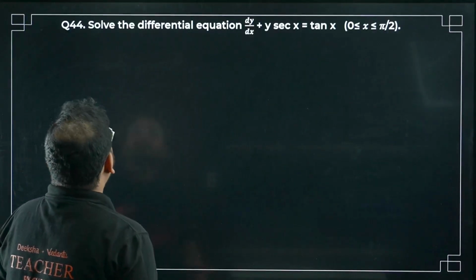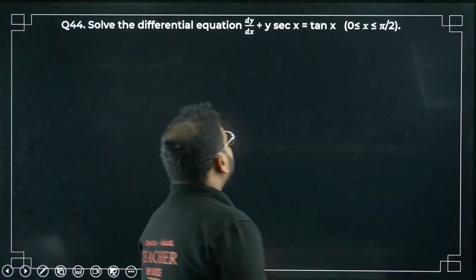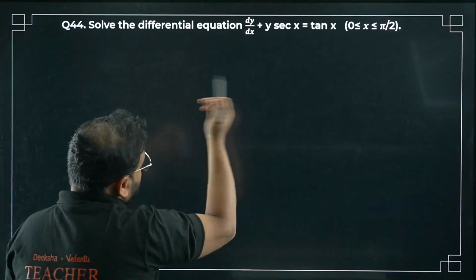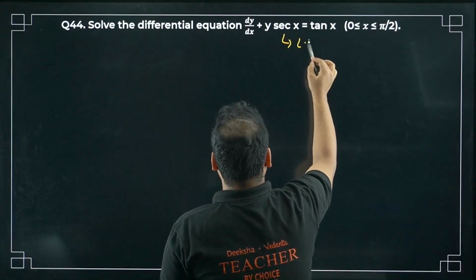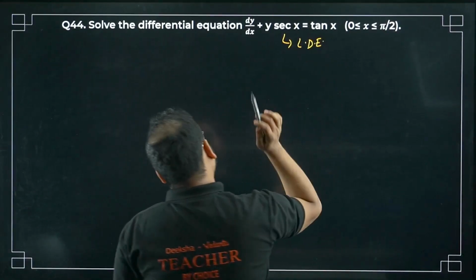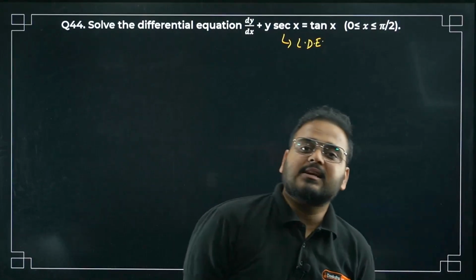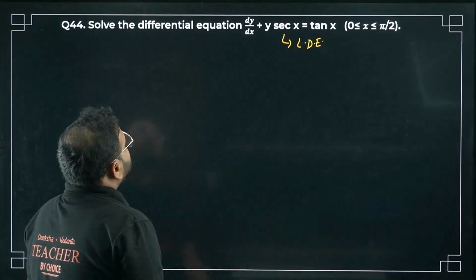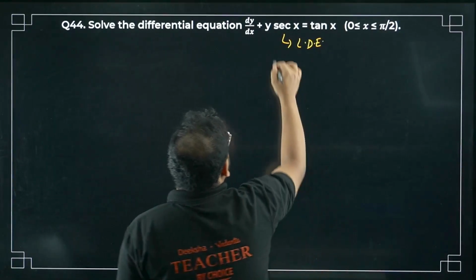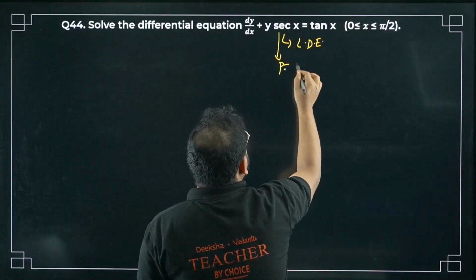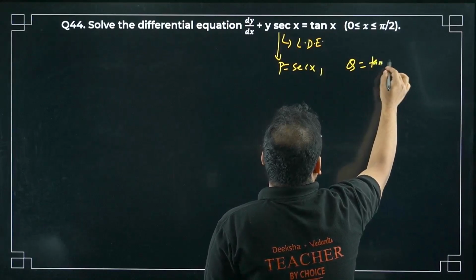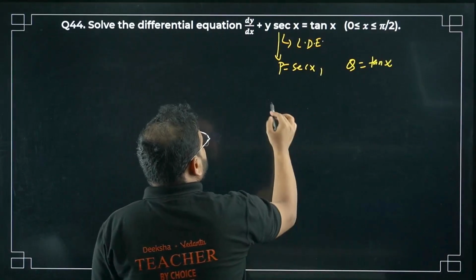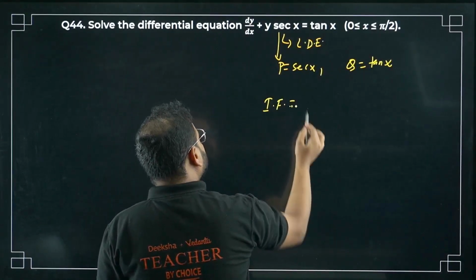So what we have in question 44: solve the differential equation dy by dx plus y sec x equals tan x. It is an LDE, a linear differential equation. Okay, so how do you solve it? Write the value of p from here. So your p value is sec x and your q value is tan x. Okay, so the IF will turn out like this. What is it?